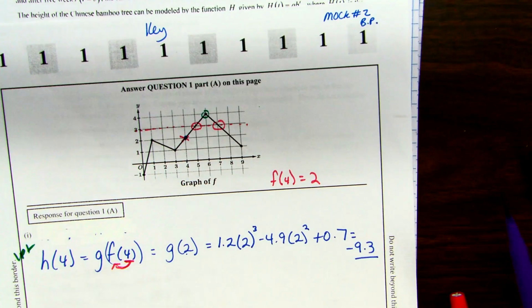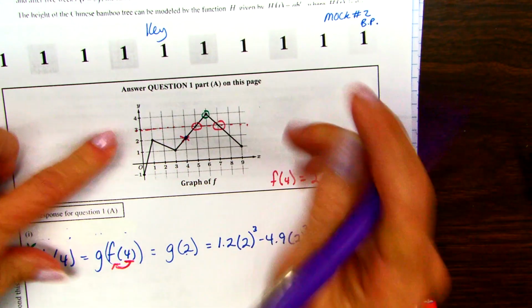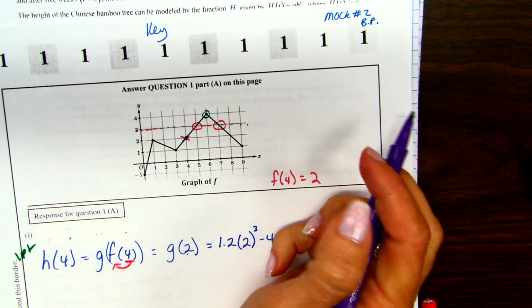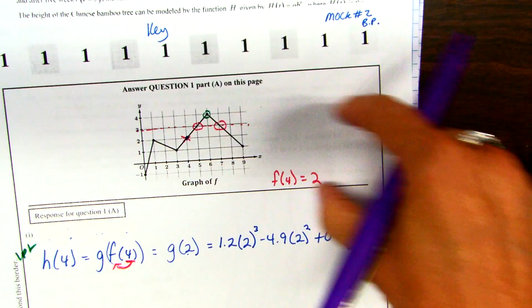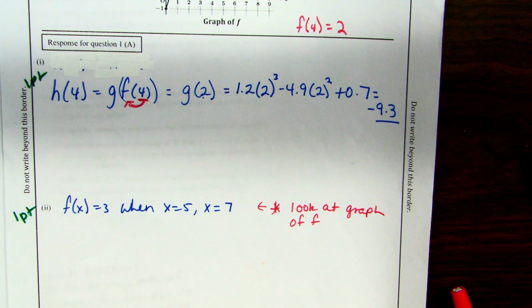But what they will do is reproduce, like if there's a graph that you could be writing on, it will be reproduced on your booklet so you can write on it and stuff like that. Like if this was a table of values, you'd see the table of values on here so you could write on it and stuff like that, okay? So 2 pretty easy points, all right?